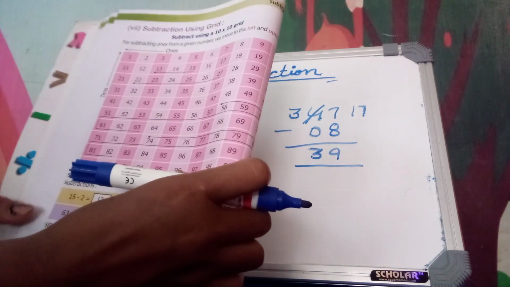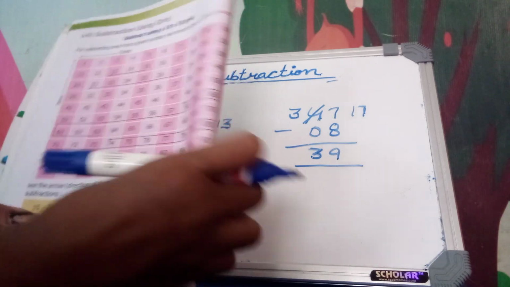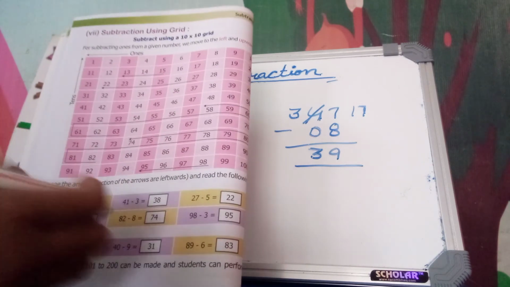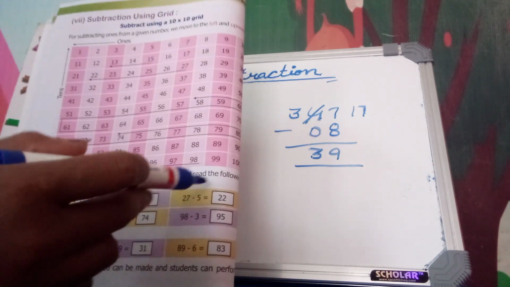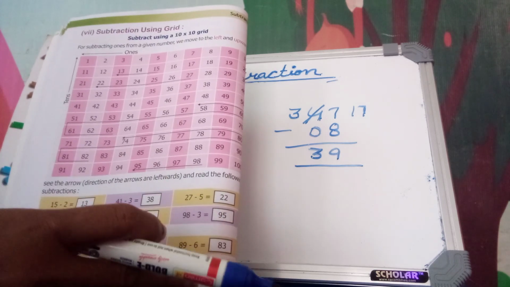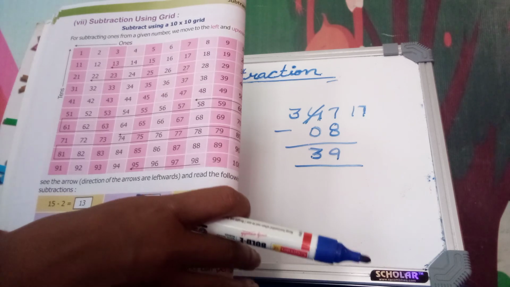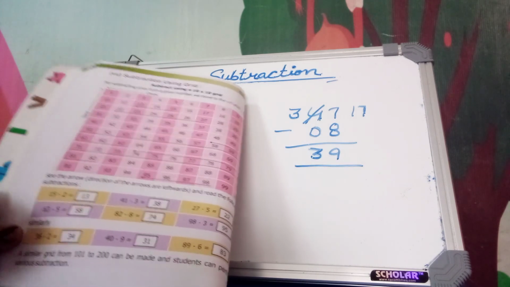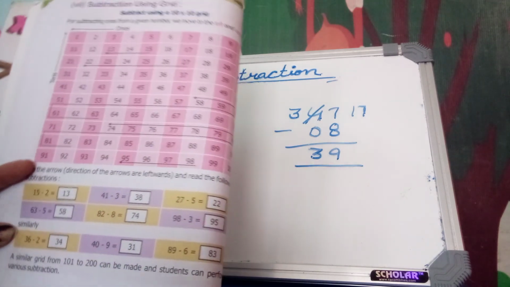Now subtraction using grid. This is the grid counting 1 to 100. Now see here, see the arrow direction. This is not necessary, but I will discuss this because this is in your book. Now see here, firstly you have to make a grid and then you have to draw a line.